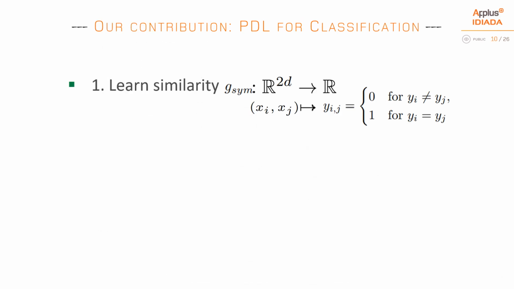Our contribution introduces a model-agnostic classification version of PDL. In this version, we don't use subtraction to learn differences. Instead, we learn similarity based on target equality. If a pair of points share the same target, the new target is set to 1. If they belong to different classes, the new target is 0. While the original classification task may involve multiple labels, this new task is binary.